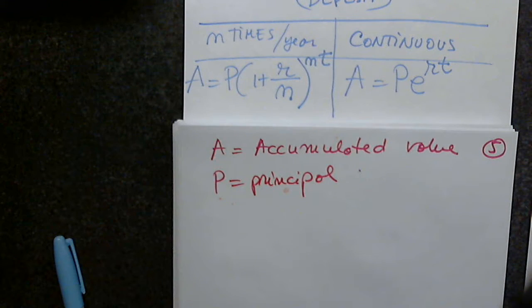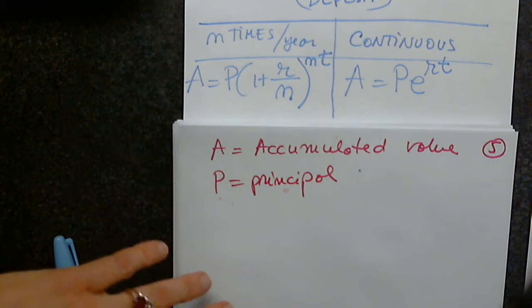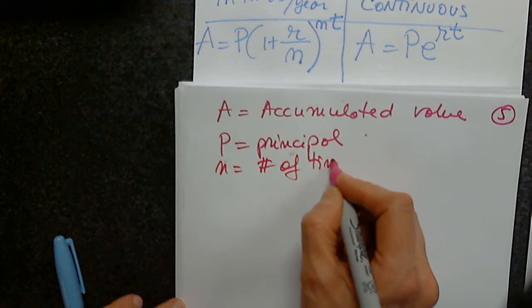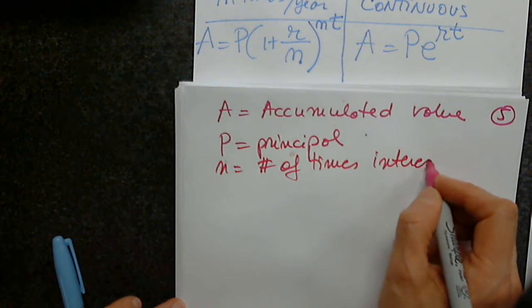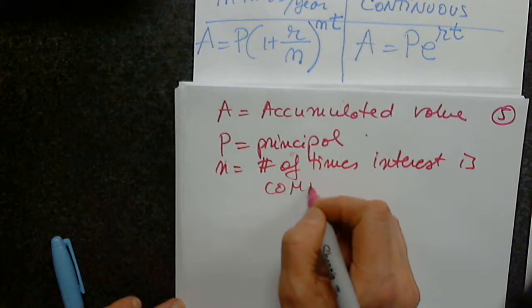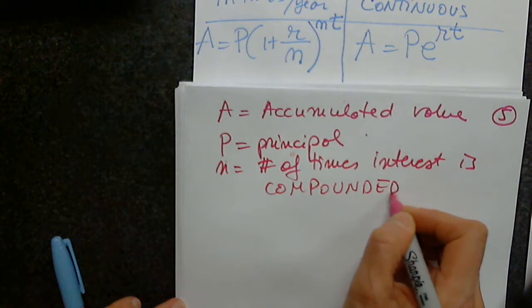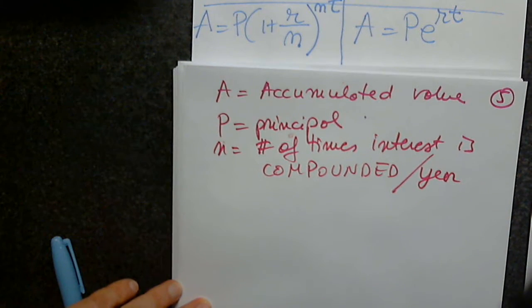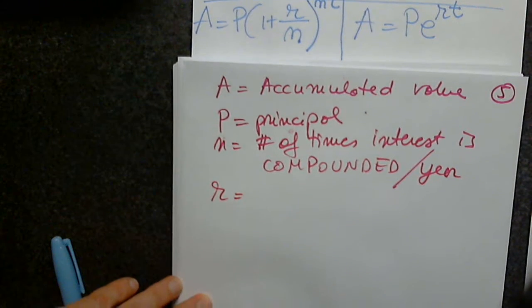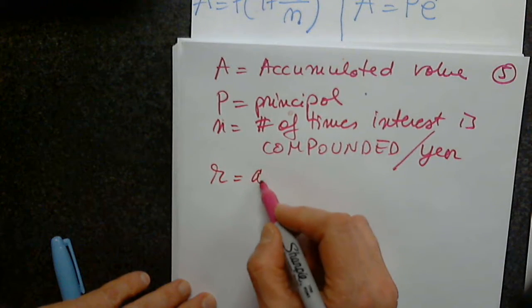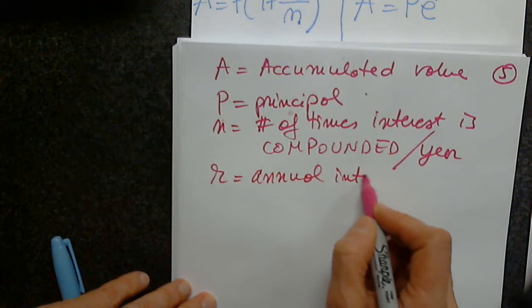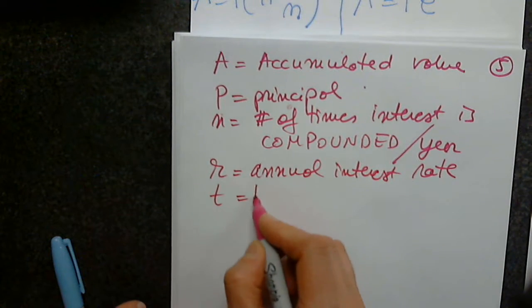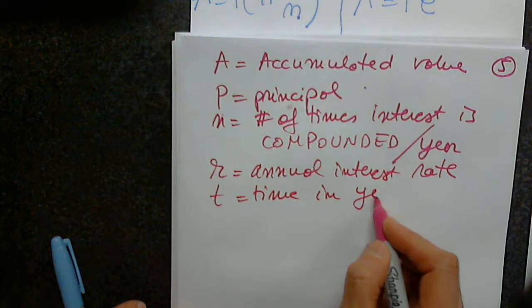Lowercase n, the number of times the interest is compounded per year. Number of times interest is compounded, in other words, per year. R, the annual interest rate. T, time in years.